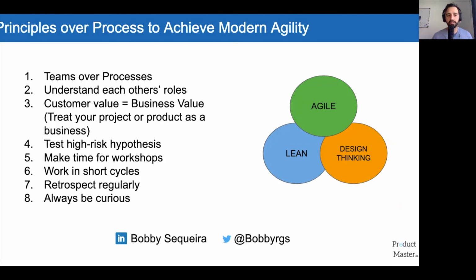Principle number 4, test high risk hypotheses. Principle number 5, make time for workshops. Number 6, work in short cycles. Number 7, retrospect regularly. And number 8, ABC, always be curious. And those are the frameworks: Agile, Lean, and Design Thinking.